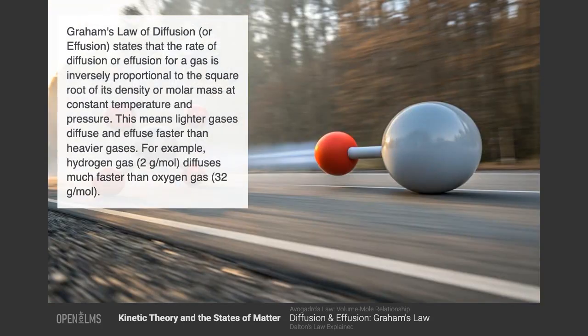Graham's law of diffusion, or effusion, states that the rate of diffusion or effusion for a gas is inversely proportional to the square root of its density, or molar mass, at constant temperature and pressure. This means lighter gases diffuse and effuse faster than heavier gases. For example, hydrogen gas, 2 grams per mole, diffuses much faster than oxygen gas, 32 grams per mole.